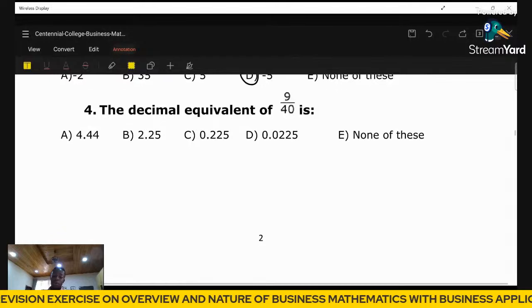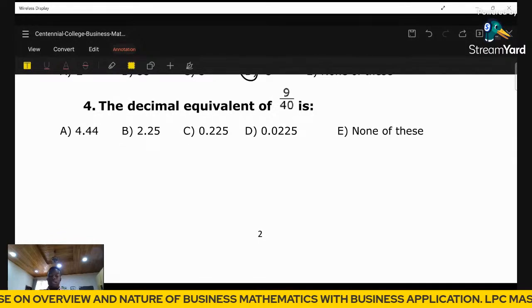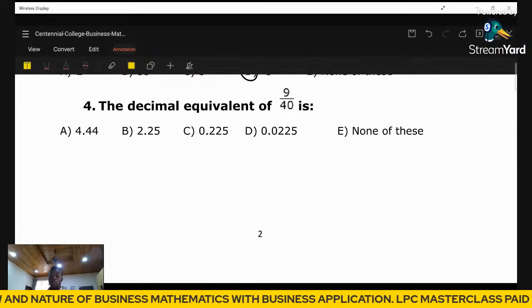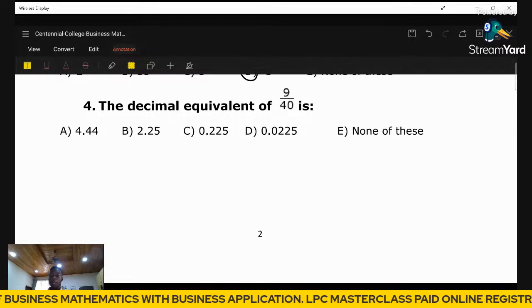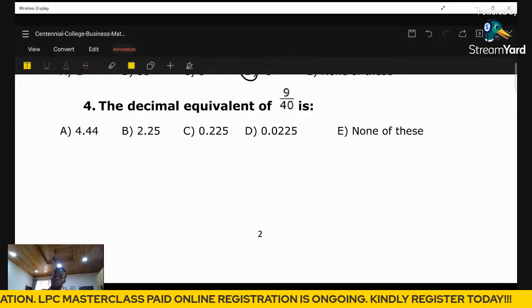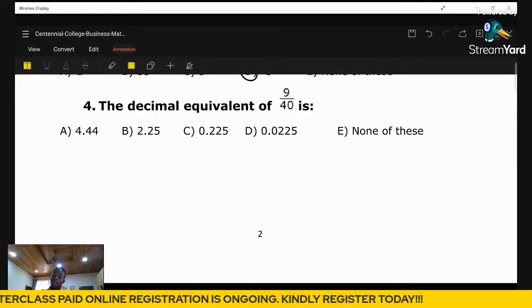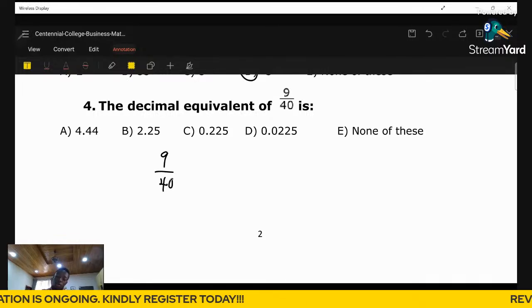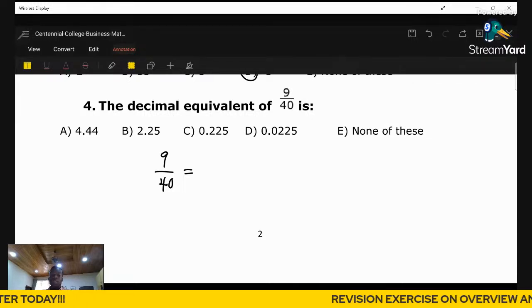Now let's move on to question number 4. The decimal equivalent of 9 over 4 is? So, talking about decimal equivalent, all I want to do here is simple. We have our 9 over 4. We are asked to just convert this fraction to a decimal. So you just take your calculator, you punch 9 over 4.